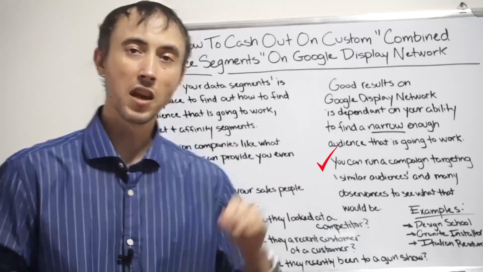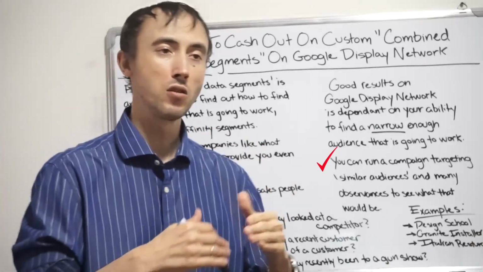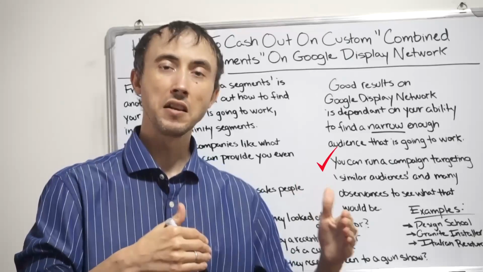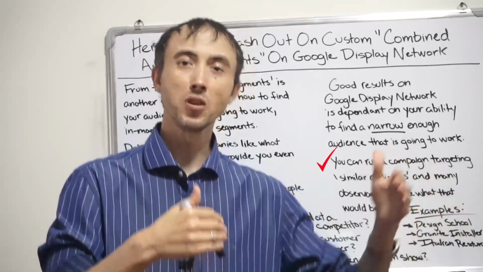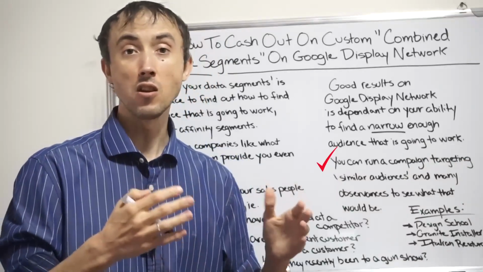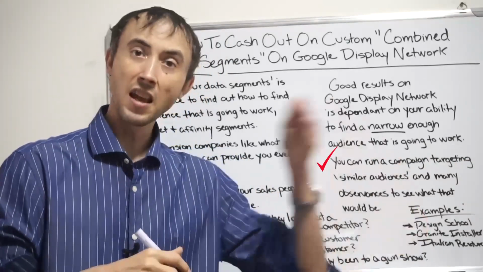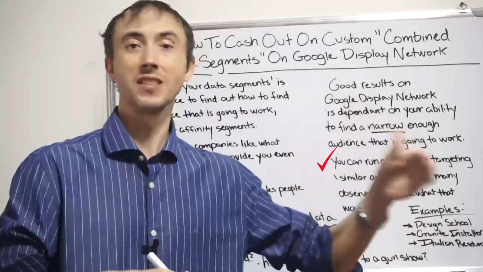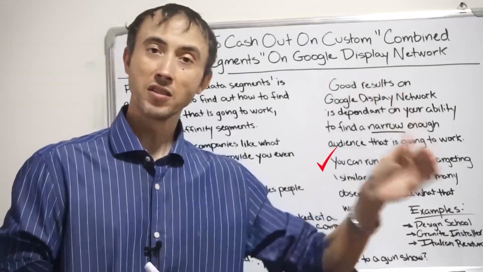So again, custom audience segments allow you to target somebody who is on multiple targeting option lists that Google has. Again, you could be this and this, or this or this, or this and this and this, or this and this but not this.